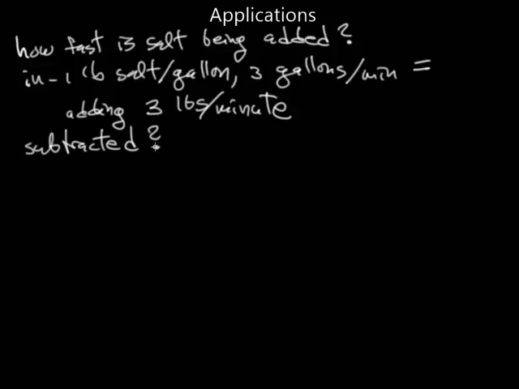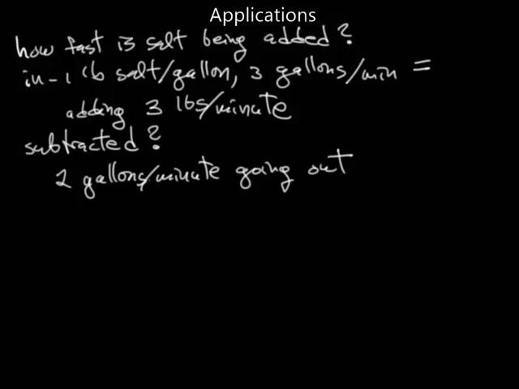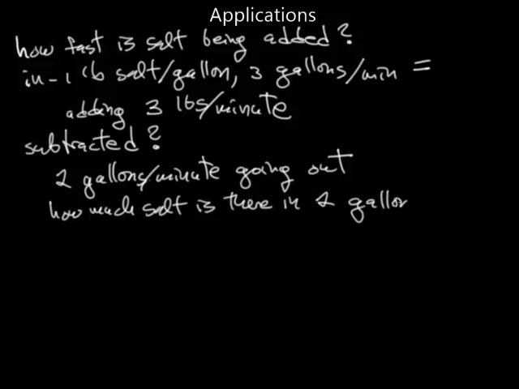Okay. Now, what about the amount of salt going down? Well, there's 2 gallons per minute going out, but how much salt is there in 2 gallons? Well, that depends on the concentration. That depends on S of t. So this is a little bit trickier. We have 2 gallons per minute going out. How much salt is there in 2 gallons? And that's what we need to know.